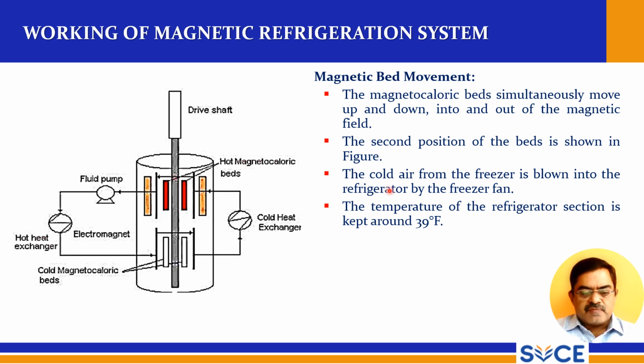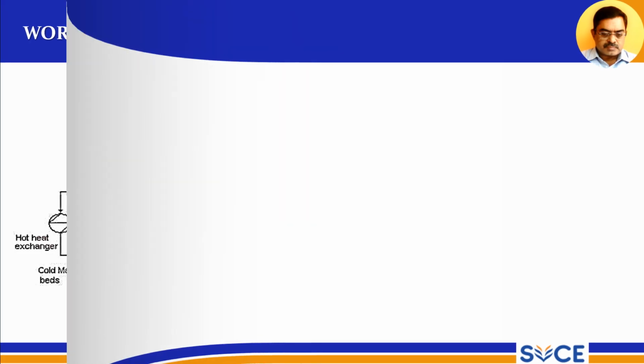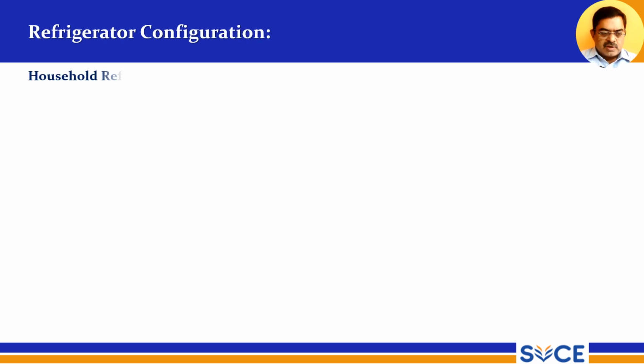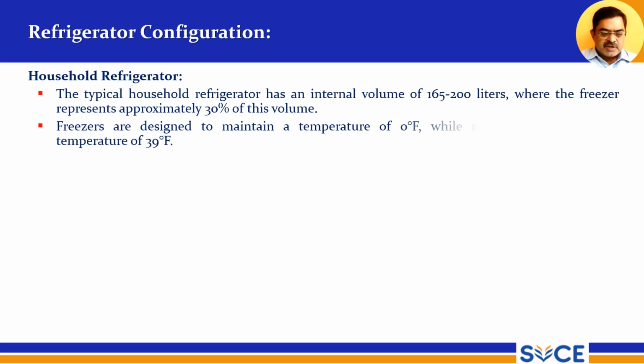The cold air from the freezer is blown into the refrigerator by the freezer fan. The temperature of the refrigerator section is kept around 39 degrees Fahrenheit. So this is a simple arrangement of the magnetocaloric effect and its beds. Refrigerator configuration.